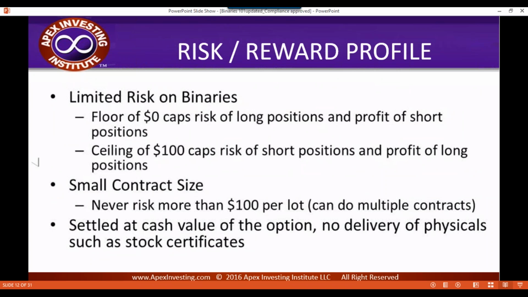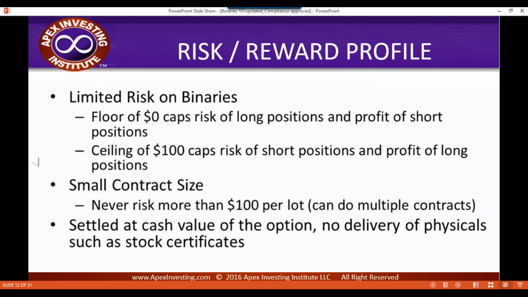The floor of 0 caps the risk of long positions and caps the profit of a short position. The ceiling of 100 caps the risk of short positions and the profit of a long position. What does that mean? I'm going to show you a little example here. That might confuse some of you. I'm going to show you exactly what I mean here with some really easy examples to help you understand.